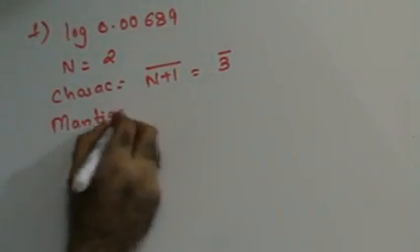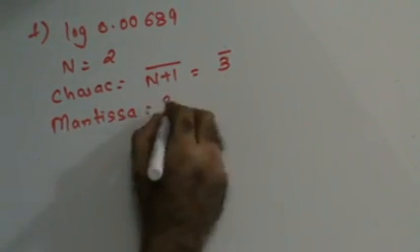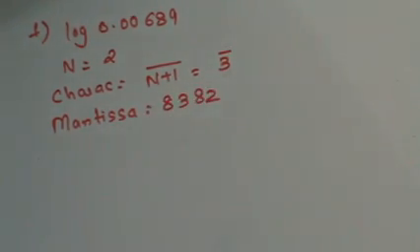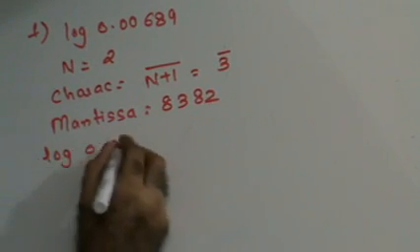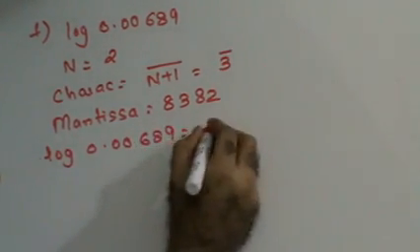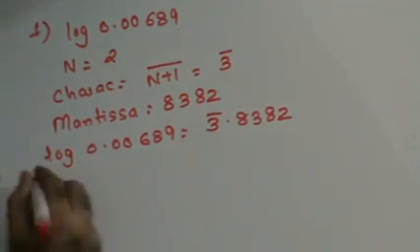Okay. Now find out Mantissa. The Mantissa is to be found in the same way. 689, 68 and 9. To the extreme left, 68 and 9. That is 8382. Right? Do we get this thing clear? So in that case, log of 0.00689 is 3 bar 0.8382. Let's see another number.